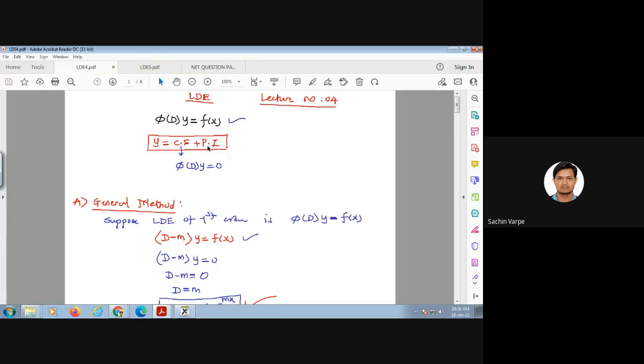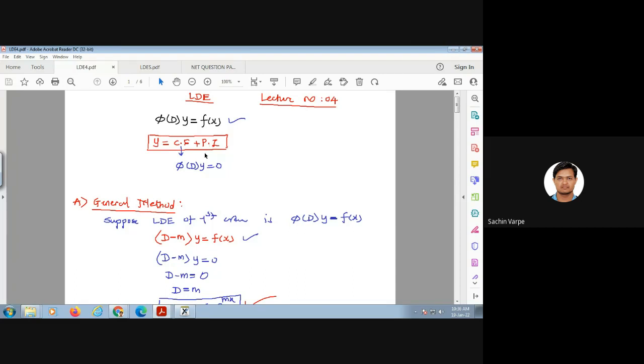Now, the next sub solution we have started with is the particular integral. As we have seen, there are three methods for the particular integral: general method, shortcut method, and method of variation of parameter. We have discussed in detail the general method to find the particular integral. Firstly, we discussed the formula of particular integral, which is 1 upon phi of D operated on f of x.